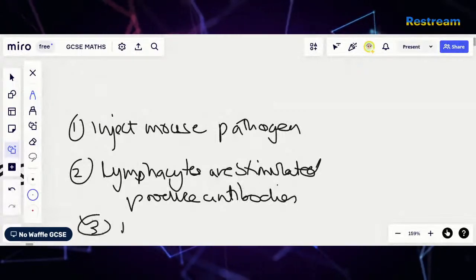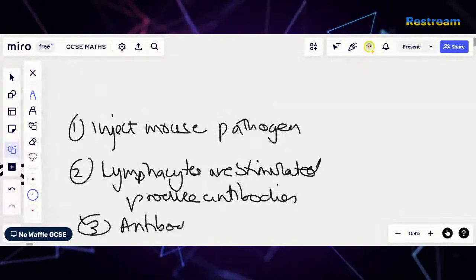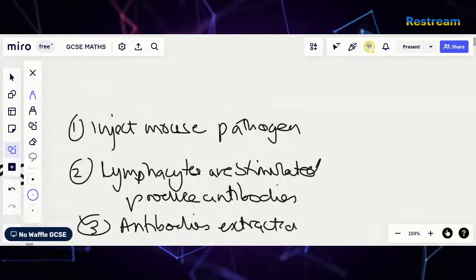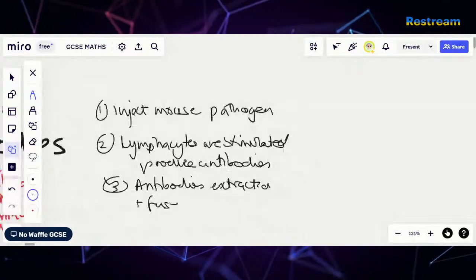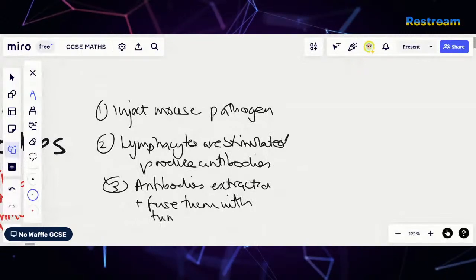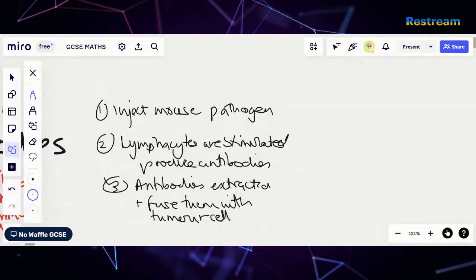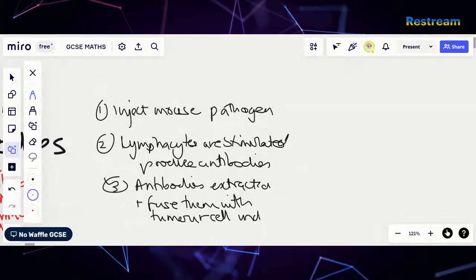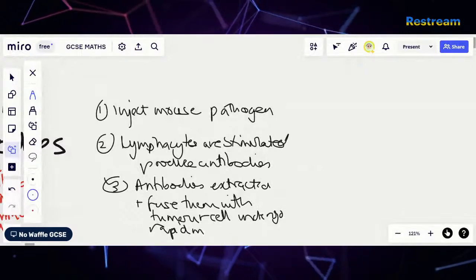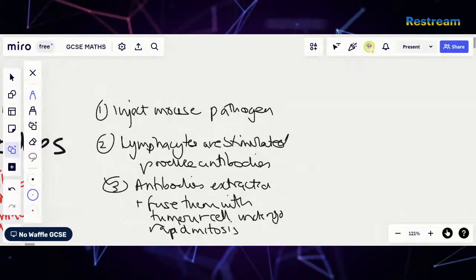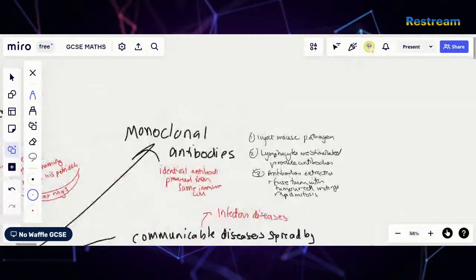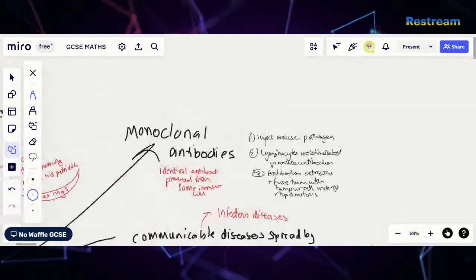Then these antibodies are extracted by the scientists, and they then fuse them with a tumor cell so that it could undergo rapid mitosis and therefore become a monoclonal antibody, which is identical antibodies produced from the same immune cell. So they're all clones of each other.